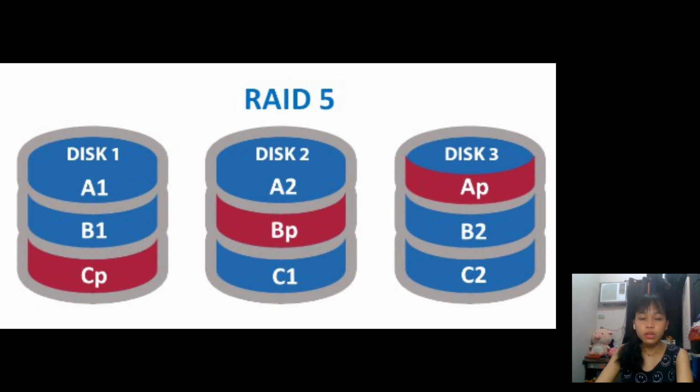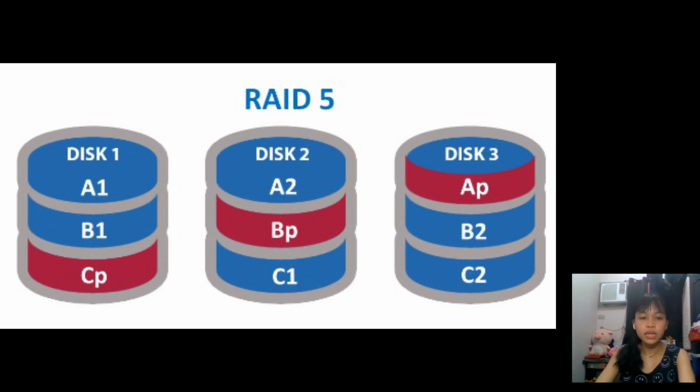So in RAID 5, we have 3 disks. Disk 1 has A1, B1, CP. Disk 2 has A2, BP, and C1. And the last is disk 3, where we have AP, B2, and C2.